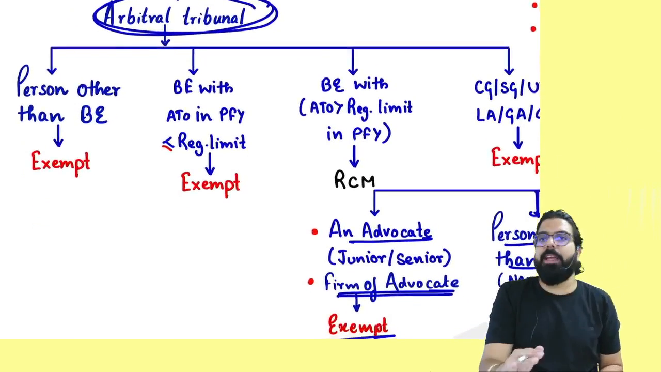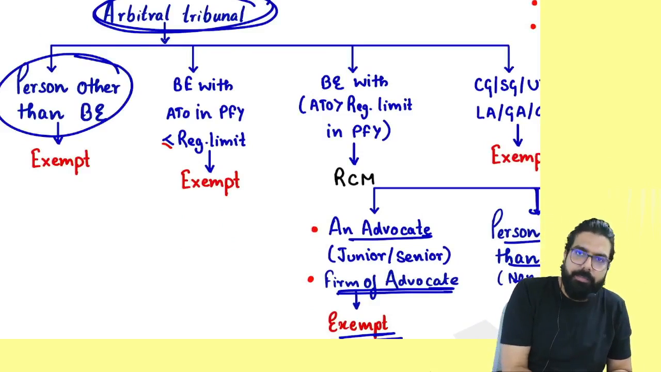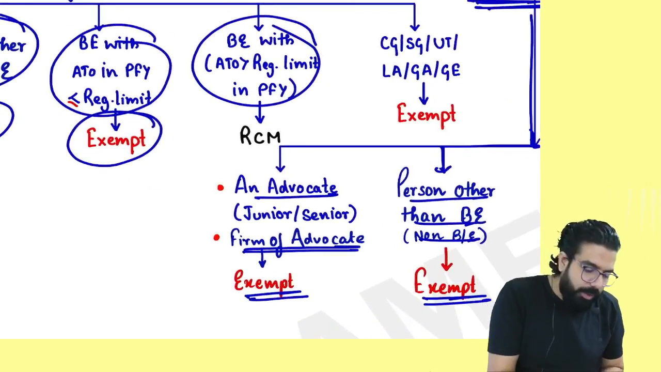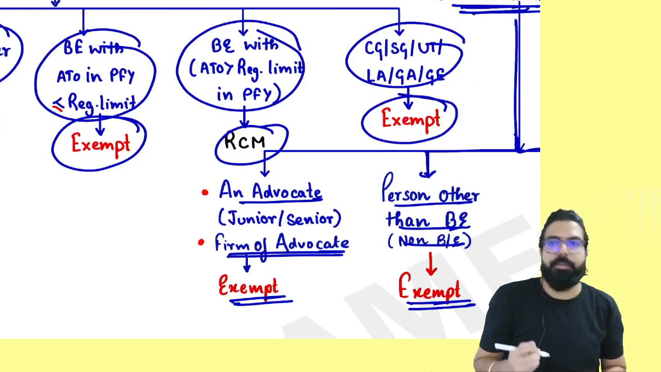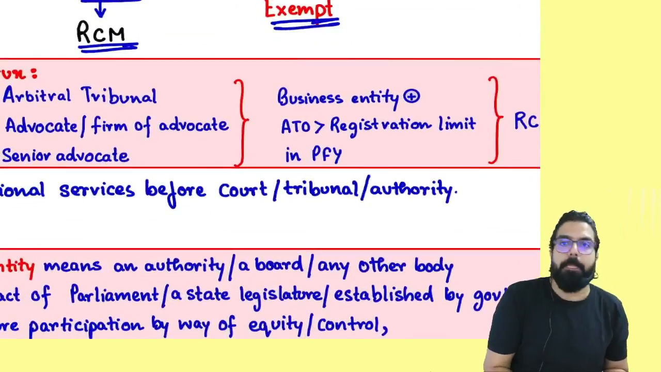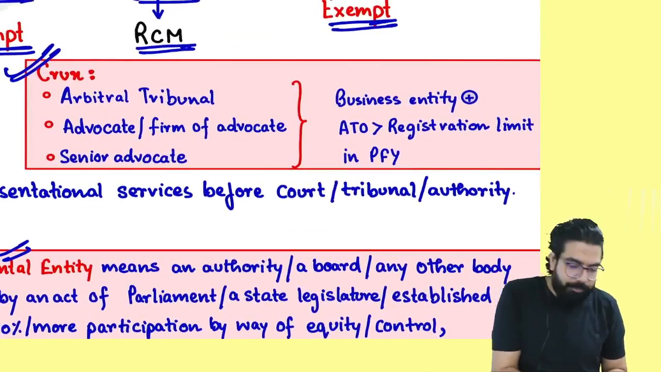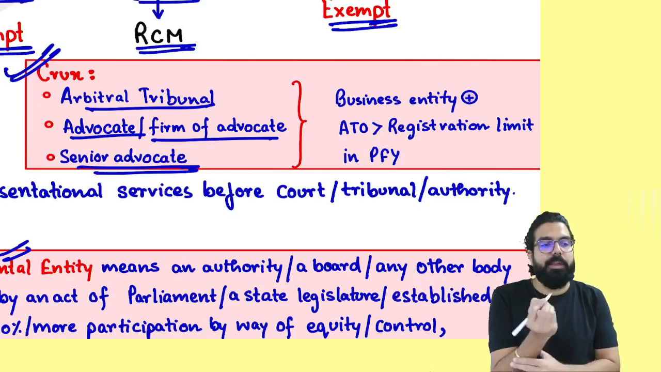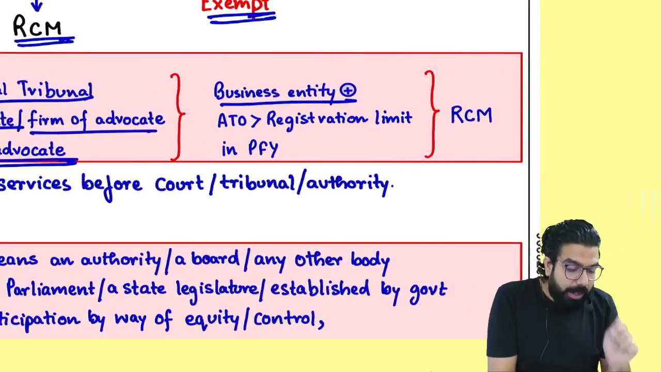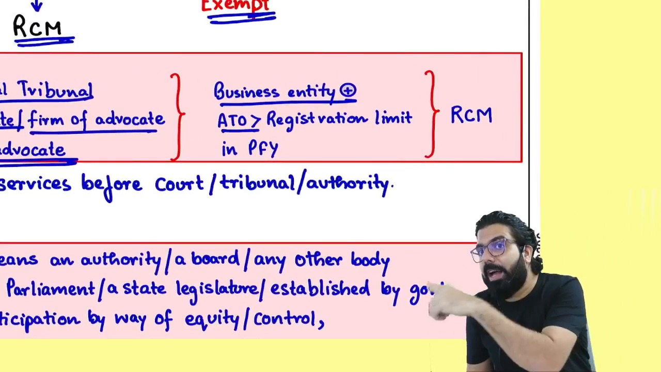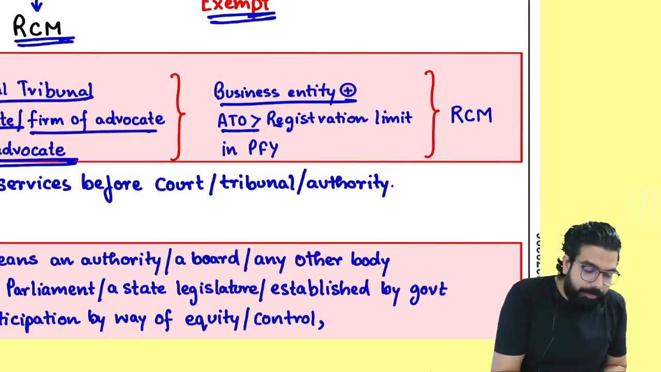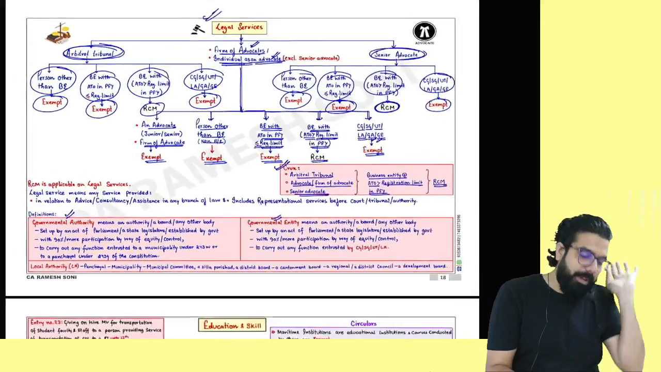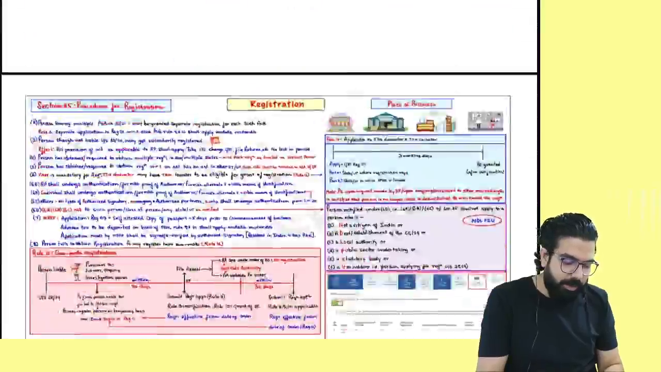Arbitral tribunal, same thing. Giving services to a non-business entity, exempt. Small business entity, exempt. Big business entity, RCM. Giving to government, exempt. Whether the arbitral tribunal, advocate, firm of advocates or senior advocate is giving services to a business entity, you have to see that business entity's turnover. If last year's turnover is more than the registration limit, then always GST under RCM. All other cases, exempt. Please come back to our RCM country again, everyone.